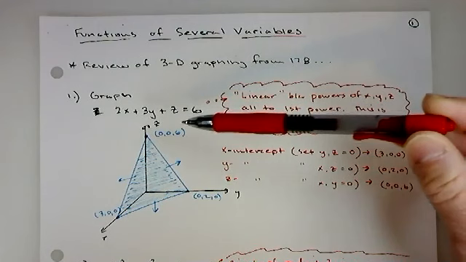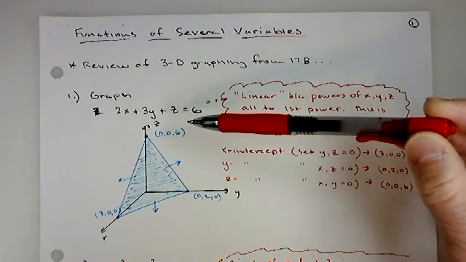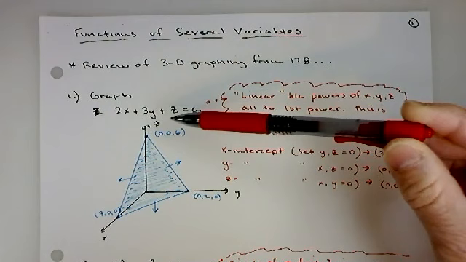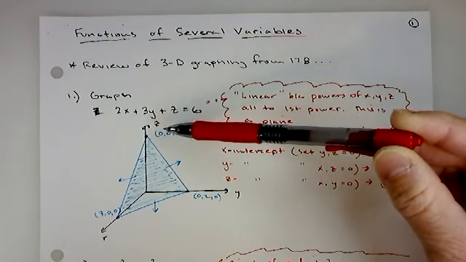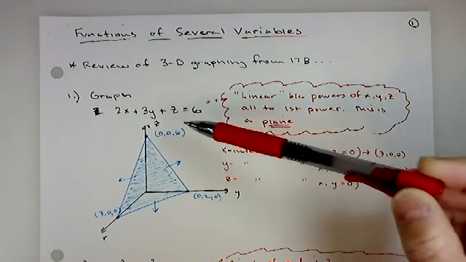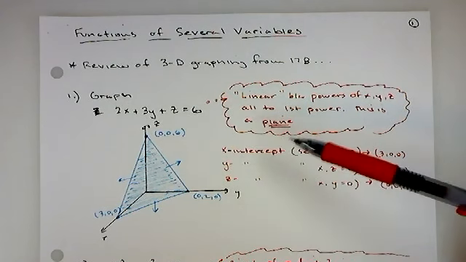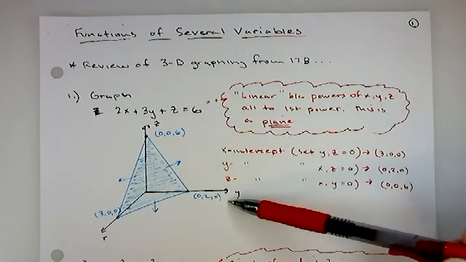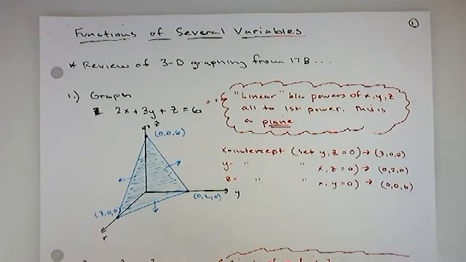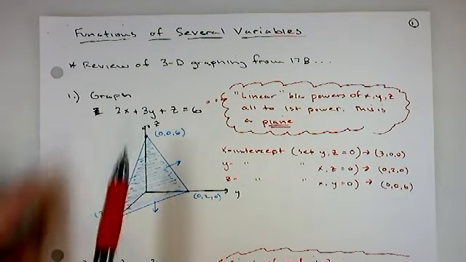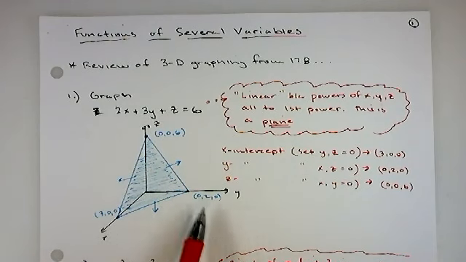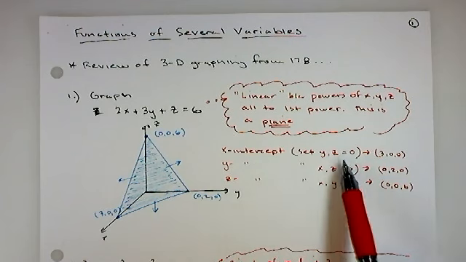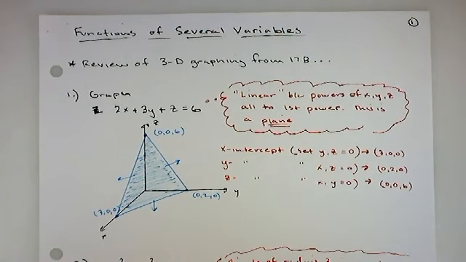And the easiest way to graph a plane is to find its intercepts. To find the z-intercept, you would set both x and y equal to 0. And if you do that, z is going to equal 6. To find your y-intercept, you can set x and z both equal to 0. That would give you just 3y equals 6, so you would get a y-intercept of 2. And for your x-intercept, you'd set y and z equal to 0, and you get (3, 0, 0). So that's a plane. You should know how to graph those.